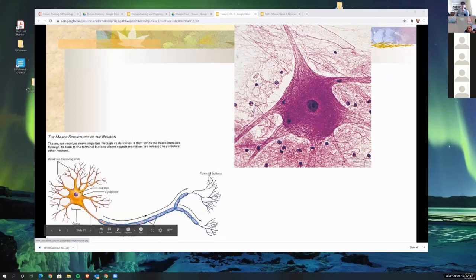They're called multipolar because you have two sides to them that are a little bit different. And an electrical charge travels from one end down to the next. And that's the purpose of a neuron or a nerve cell.